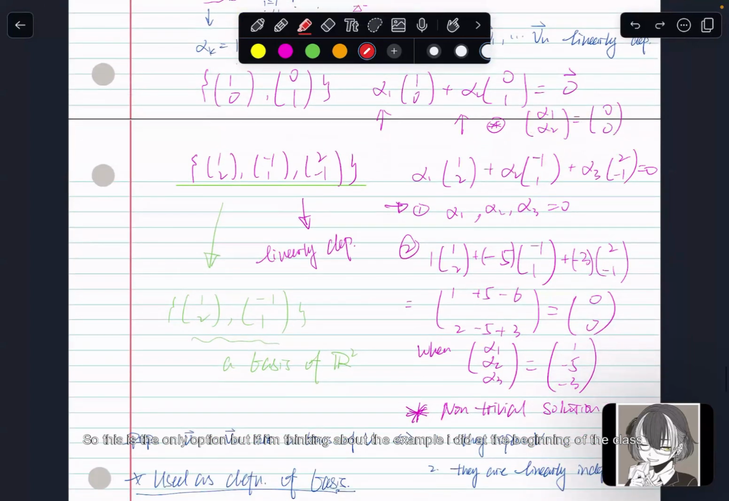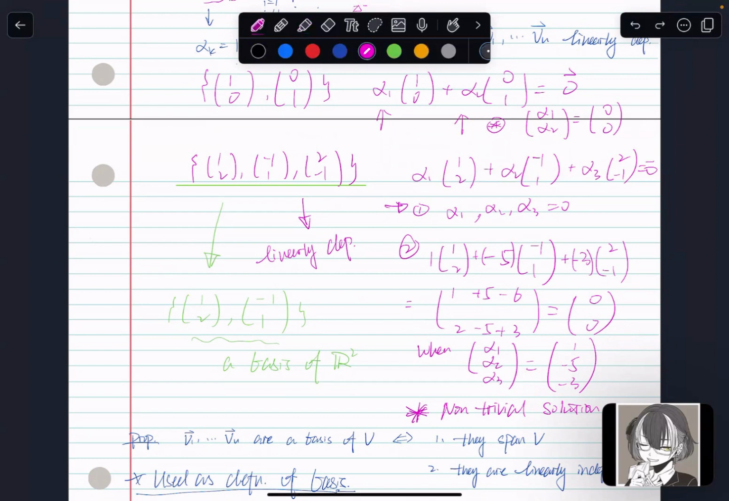But if I'm thinking about the example I did at the beginning of the class, these three vectors, if we want to calculate a linear combination of them to be the zero vector, then first, of course, all alphas can be 0. Like 0 plus 0 plus 0 is always 0. That's our trivial answer. But there are other options.